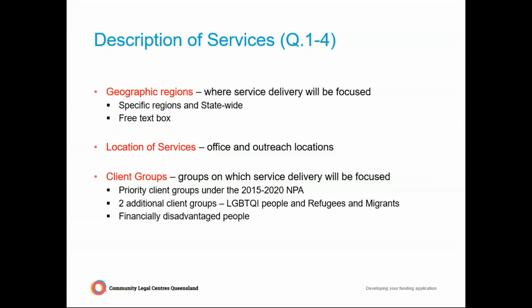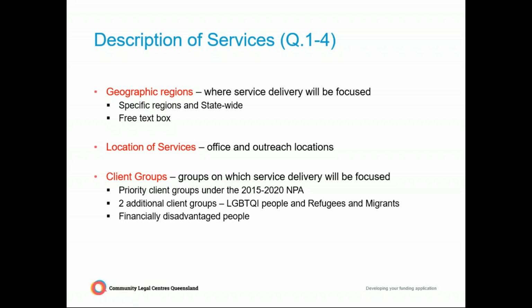So the first set of questions go to the description of the services. This is fairly straightforward. For the geographic regions, you've got a free text box. For those that fondly remember the 2016 process, you had some tick boxes of regions. It's clear that the sector has made a lot of changes, and you're working across regions as well as perhaps statewide, so a free text box will allow you, in a more narrative way, to talk about which regions. If you're wondering what those regions are, go to the evidence guide. All of the regions are set out there.